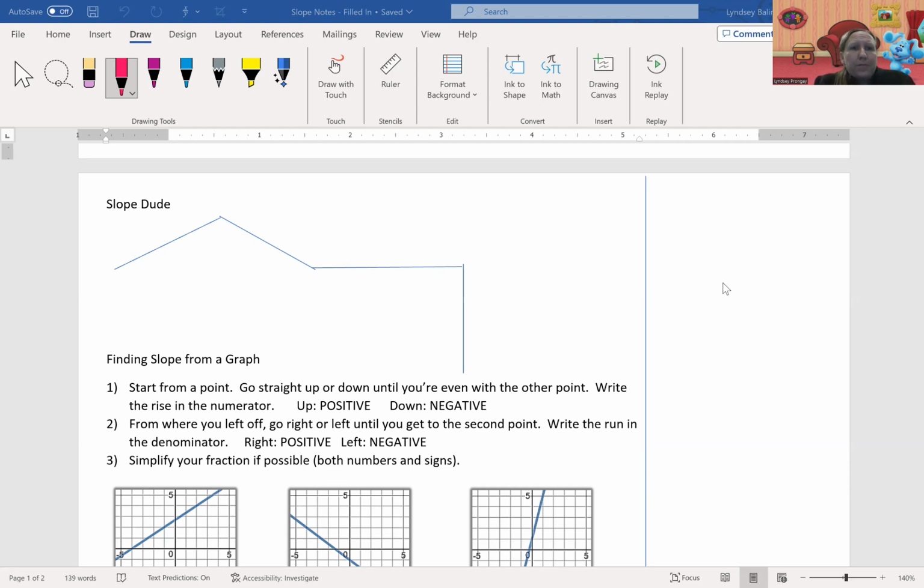Before this, you should have watched the Slope Dude video. If you did not, please pause this and go back and watch that because that has to come first. But we are going to start our notes just copying down what Slope Dude's journey looks like. And Slope Dude, remember, always skis from left to right.